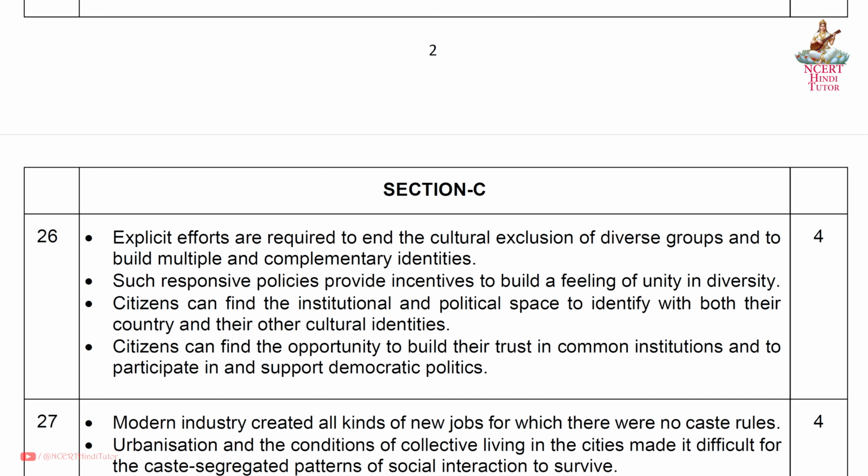Answer: explicit efforts are required to end the cultural exclusion of diverse groups and to build multiple and complementary identities. Such responsive policies provide incentives to build a feeling of unity in diversity. Citizens can find the institutional and political space to identify with both their country and their other cultural identities. Citizens can find the opportunity to build their trust in common institutions and to participate in and support democratic politics.